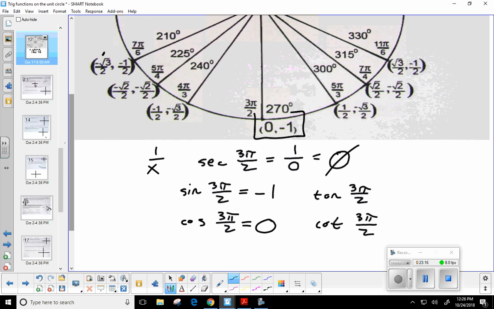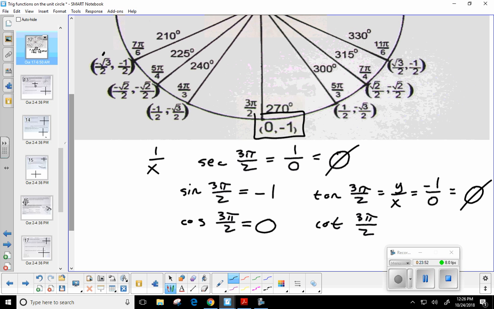Okay, so there's 3 pi over 2. There's the ordered pair I'm focused on. Well, what was tangent again? Remember, it's always y over x. So I just want to take the y value, negative 1, divided by the x value, 0. But what's going to happen with tangent of 3 pi over 2? No solution. Can't do it.